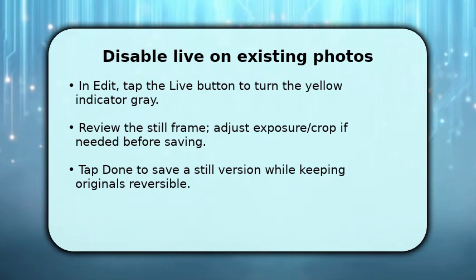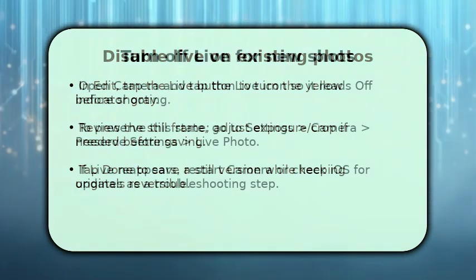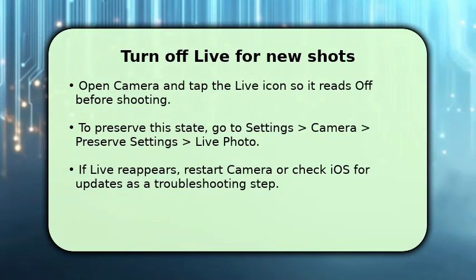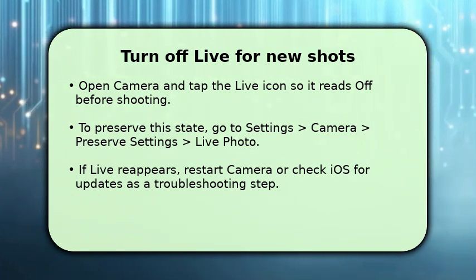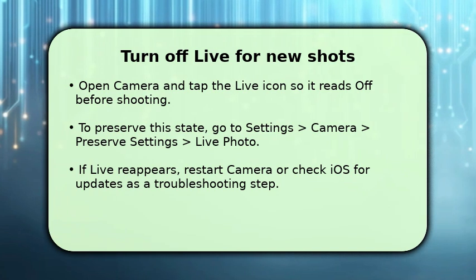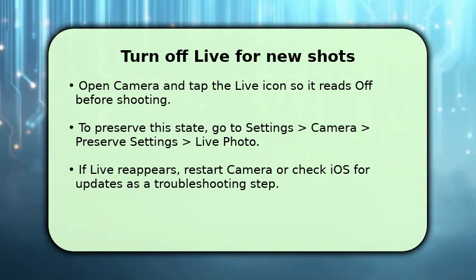To stop future photos from being live, open Camera and tap the live icon to switch it off. Now every photo you take will be a still. Once done, make sure to preserve that preference. Go to Settings, Camera, Preserve Settings, and enable Live Photo so the camera app remembers your last state.